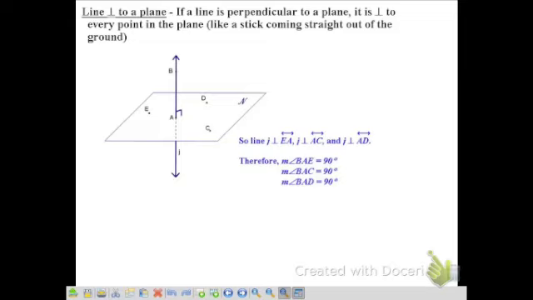So if I choose any point in the plane, like going from A to C, then BAC would form a right angle. Or if I wanted to go from B to A to E, that would also be a right angle. It doesn't look like a right angle in this picture, but that's because it's all about perspective. And if we looked at it closer or laid that plane flat, we would see the right angle.